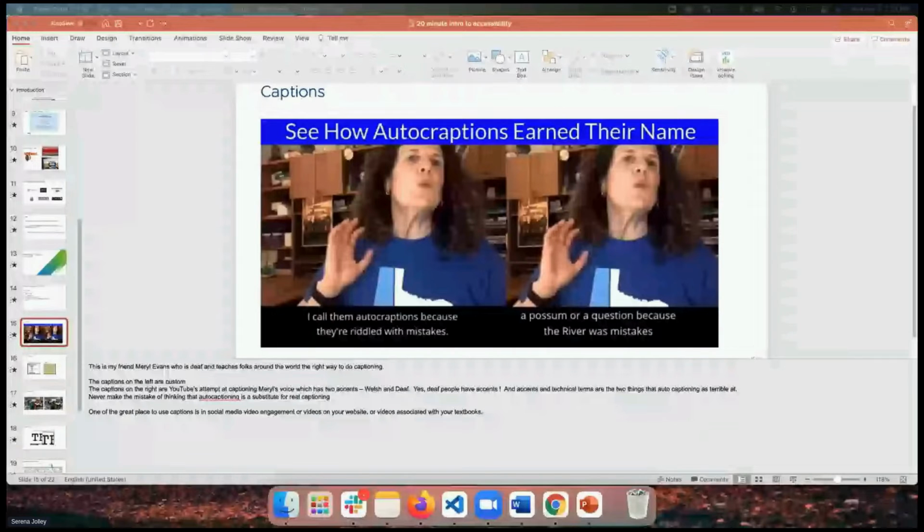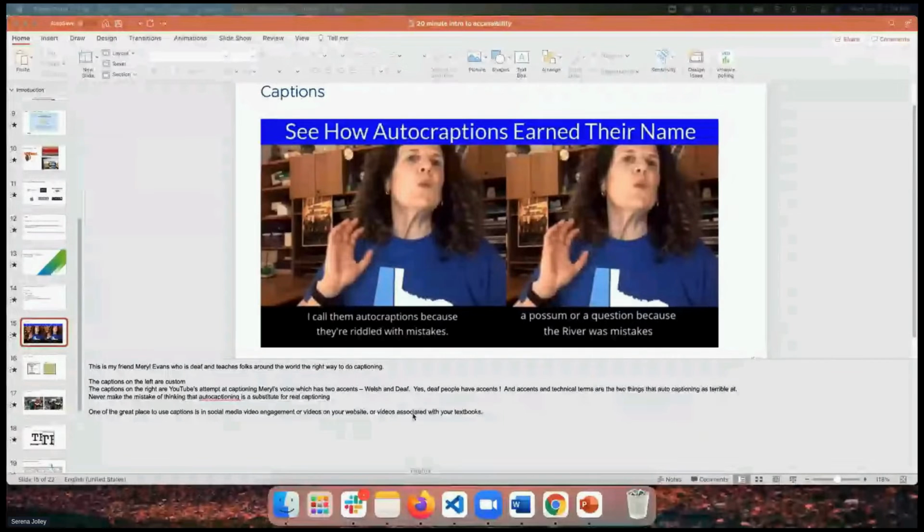So captions are low cost and high impact. It's a curb cut. So curb cuts are things that were invented for people with disabilities that actually help people without disabilities. You know, they're those little dips that help somebody in a wheelchair like me get from one side of the street to the other side of the street.